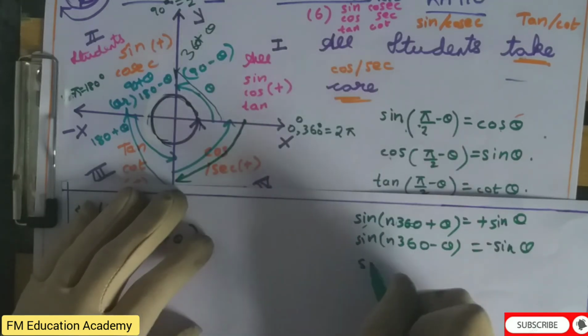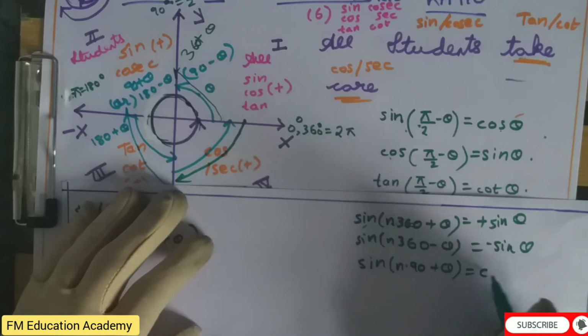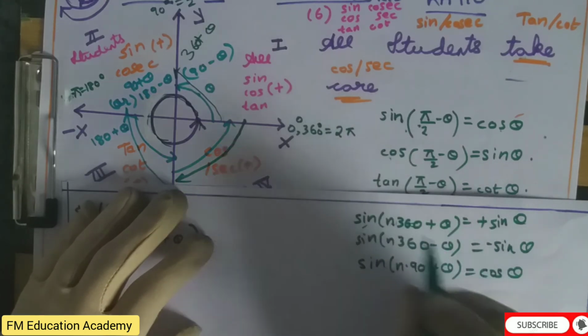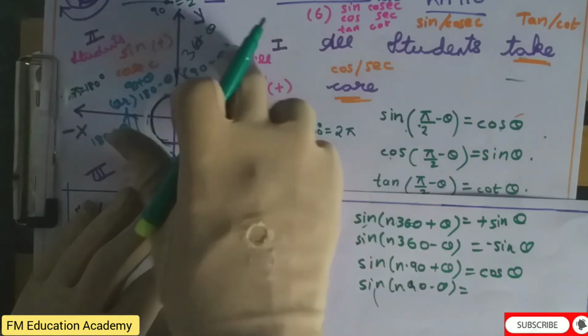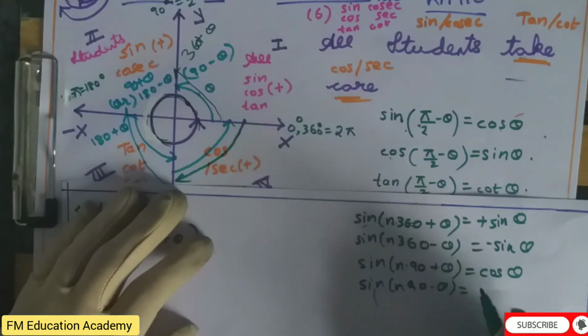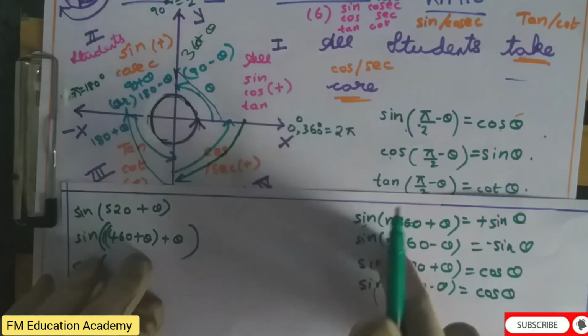Similarly, you can do this for sine n into 90 plus theta also. Sine n into 90 plus theta is cos theta. 90 plus theta is positive in the second quadrant. What about sine n into 90 minus theta? We know 90 minus theta, all are positive in the first quadrant, so it is cos theta only. Similarly, you can try this for other trigonometric ratios. N is any natural number.